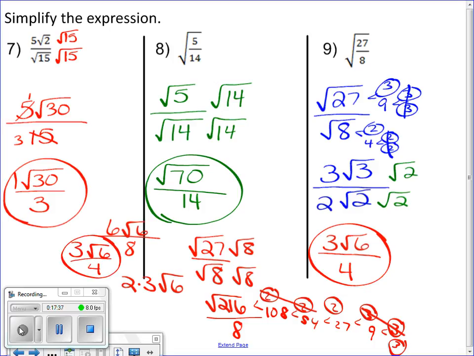You get the same answer, but would you rather do all of this or just that? You'd rather do all of this? By all means, it's still a right answer. I'm just trying to help you avoid numbers that get big.